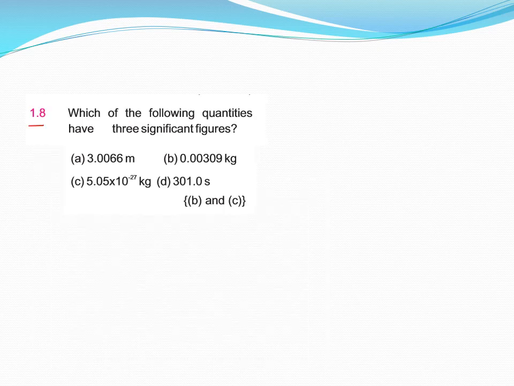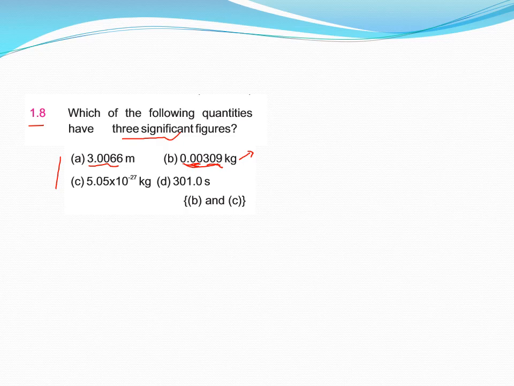1.8, here we are to find out which option has 3 significant figures. Here in part A, how many significant figures are there? 1, 2, 3, 4, 5. 5 significant figures. So this is not a correct option. Here, let's see, these zeros on the left-hand side are not significant. So how many significant figures does it get? 3 significant figures.